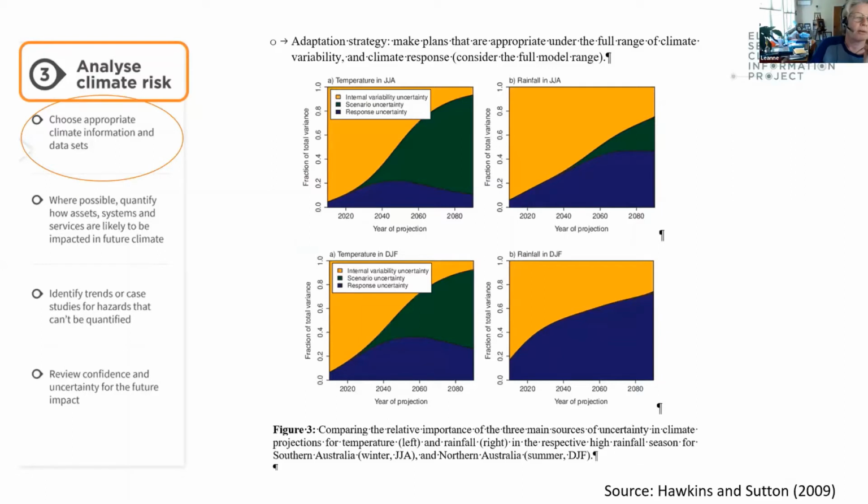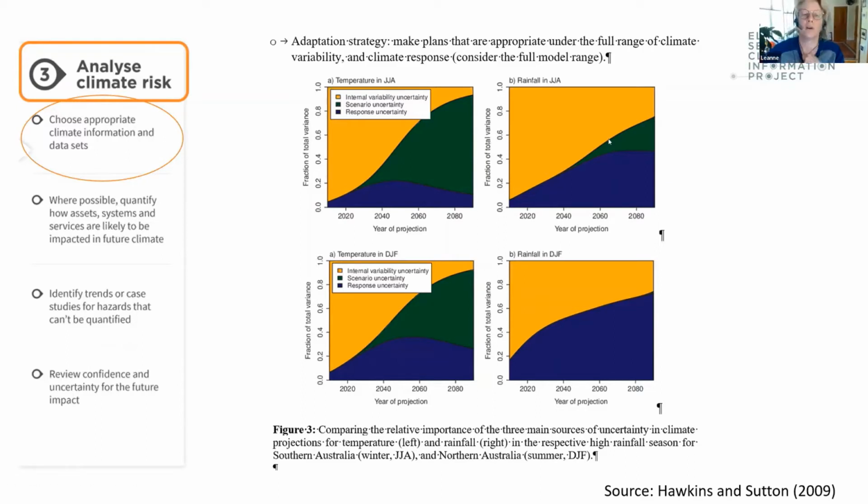Okay, so choosing appropriate climate information and data sets, and Michael went through this in quite a lot of detail earlier. Climate scientists used to use the word uncertainty, but we have to move away from that, because it's not uncertainty, it's the range of results, the range of change into the future, okay? So for example, as Michael said early on, in the early period there is a lot of uncertainty due to the internal variability in the climate, and through to the later period.